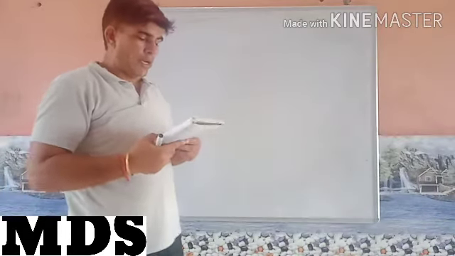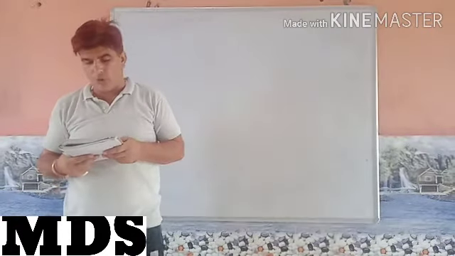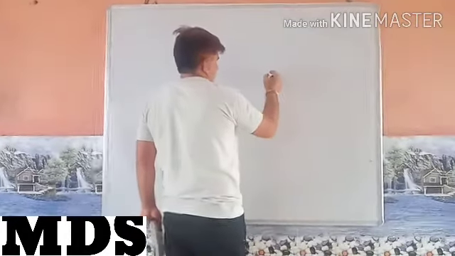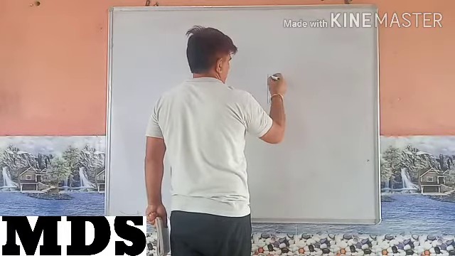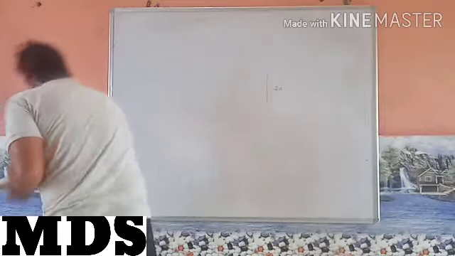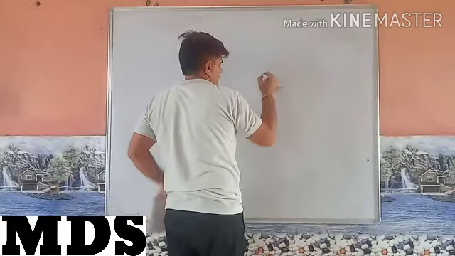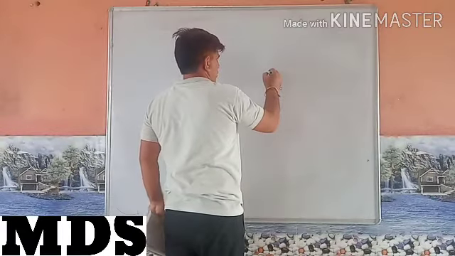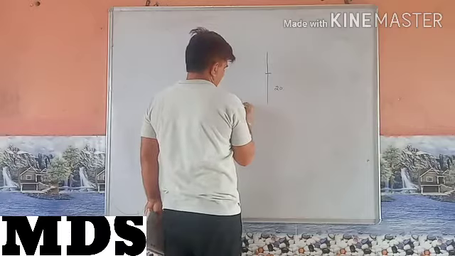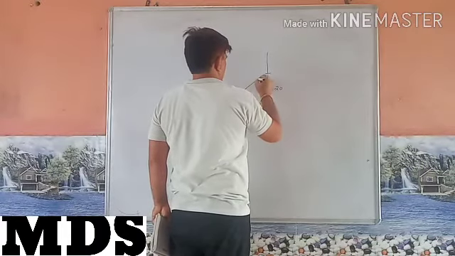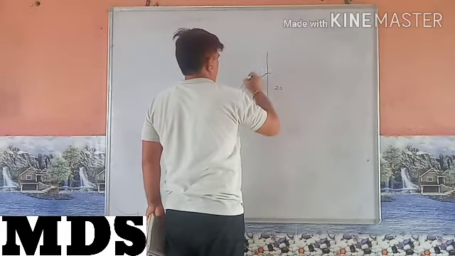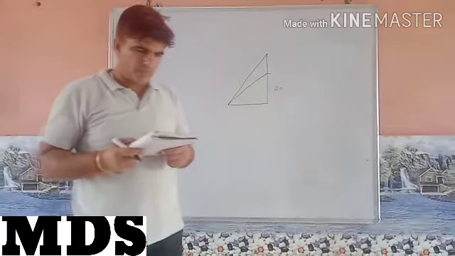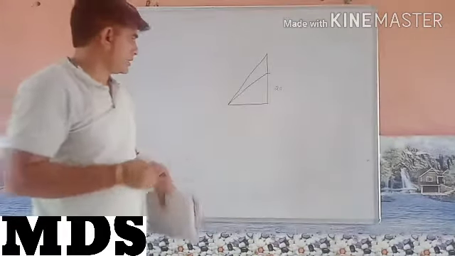Question is this: from a point on the ground, the angle of elevation of the bottom and the top of a transmission tower fixed at the top of a 20-meter high building. So this is a 20-meter high building, and here is what? After this is what? Transmission tower. And angle of elevation of the bottom and top of this transmission tower are 45 and 60 degrees respectively.